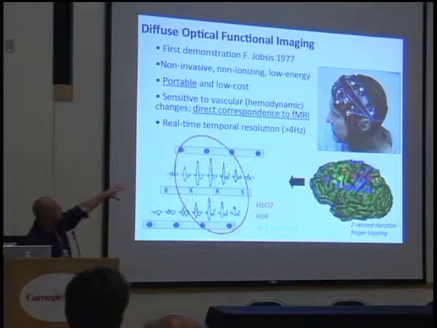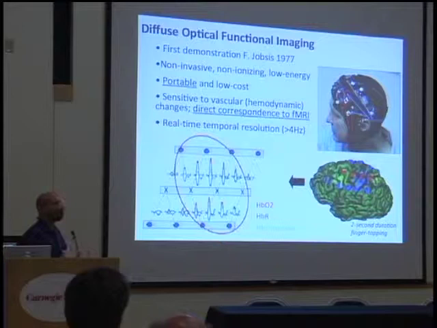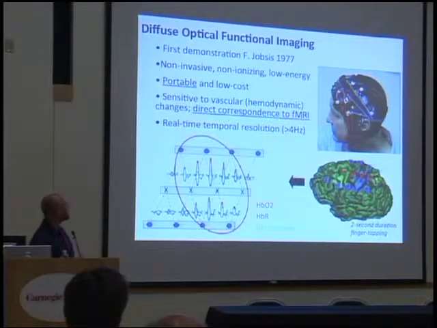As you see in a probe there, we'll have sources and detectors mounted in a head cap. Those source and detector pairs are measuring different volumes of tissue, so overlapping volumes. The person does a task, and the volumes that are activated with these vascular changes can be reconstructed into images of the brain activity.